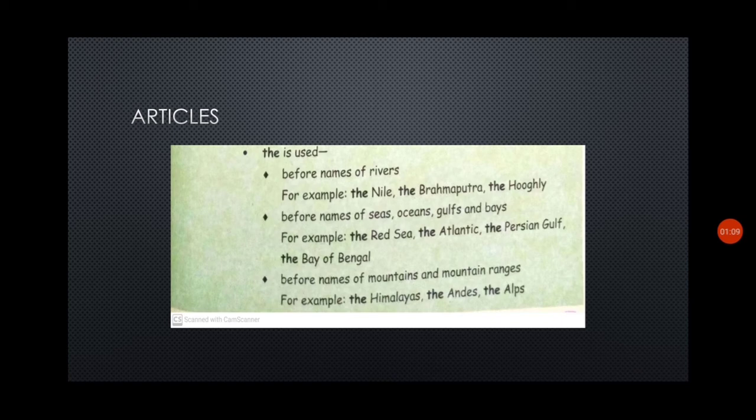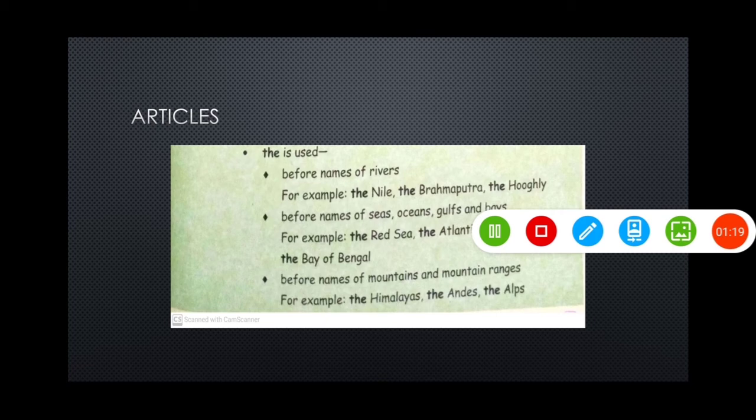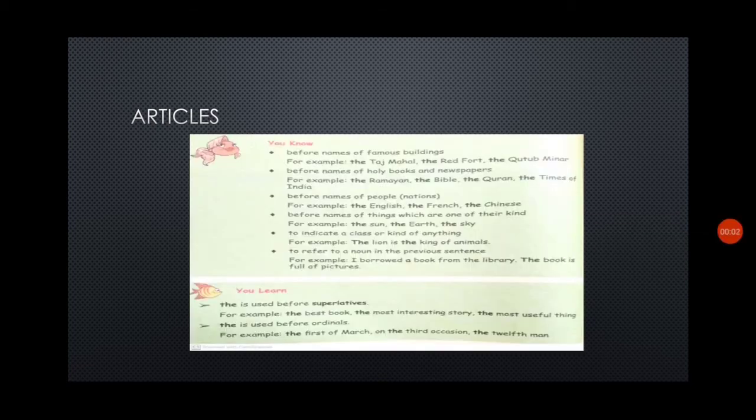Alright. Now, in the next slide, we will talk in detail about all the other cases when we use the. So, children, the is also used before the names of famous buildings or monuments. For example, the Taj Mahal, the Red Fort, the Qutub Minar. Before the names of holy books and newspapers, for example, the Ramayana, the Bible, the Quran, the Times of India, the Statesman, and many more examples.